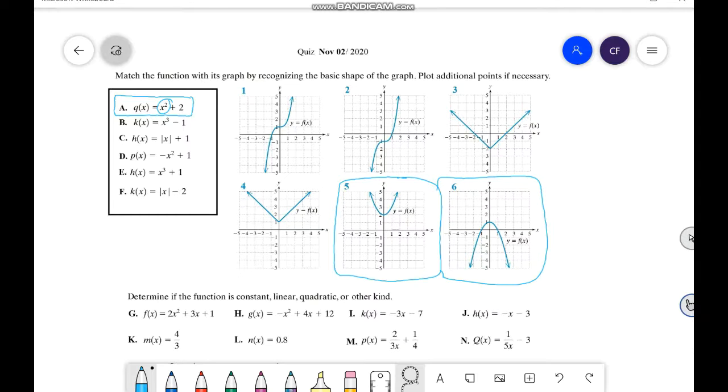To figure out if it is 5 or if it is 6, you have to check the y-intercept. Check the y-intercept, and then you're going to choose the right answer. See if it's 5 or 6. And Kalia is right. Kalia is right. Because you have to check the y-intercept.